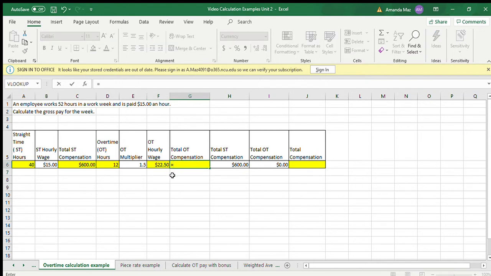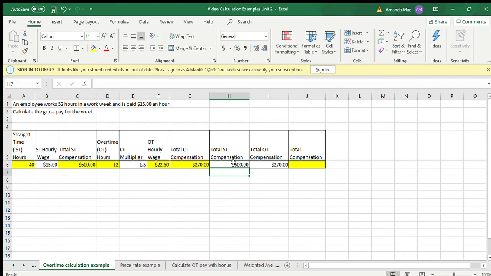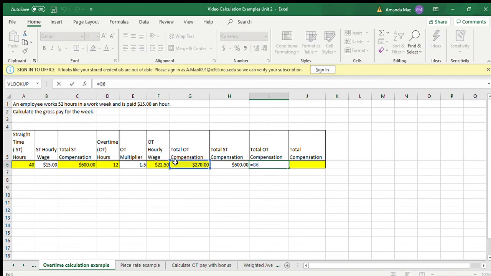So total overtime compensation would be $22.50 times the 12 hours of overtime, so that equals $270. And so these were already set up with formulas to pre-populate. Since we've already figured out the total straight time compensation of 600, that automatically populated here, and the same thing for total overtime compensation. We already figured that out here, so it populated here as well.